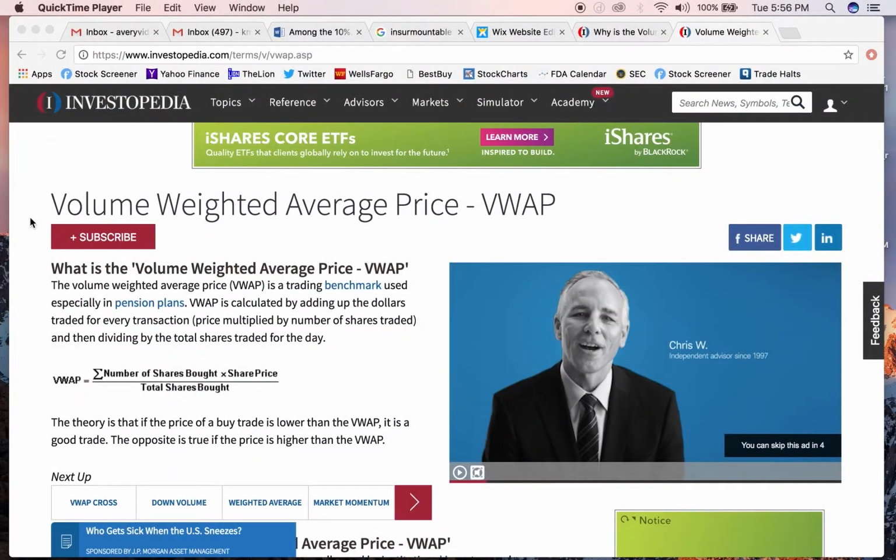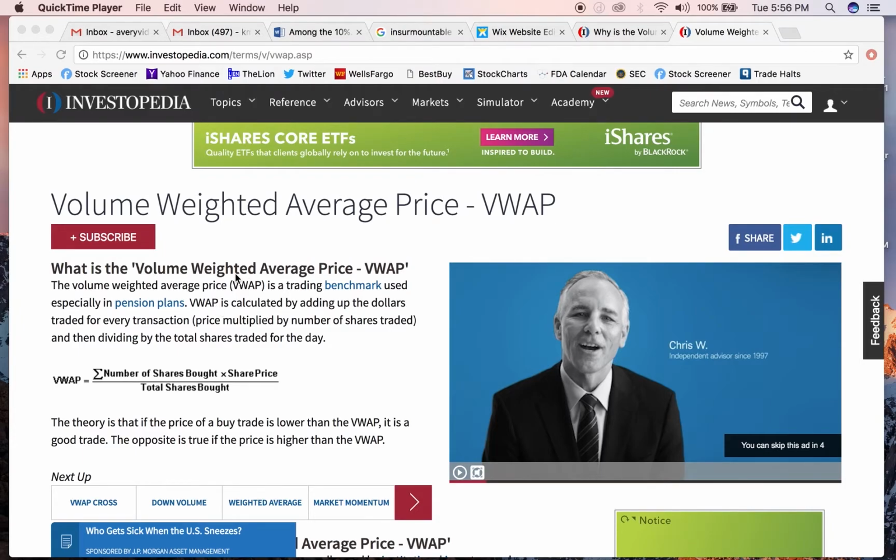Alright, today I want to go over the VWAP, what it is, how you should use it, and why you should use it. Now let's define what the VWAP is. What is the volume weighted average price? If we look on Investopedia.com, we see that the VWAP is the volume weighted average price. Now what does that mean?